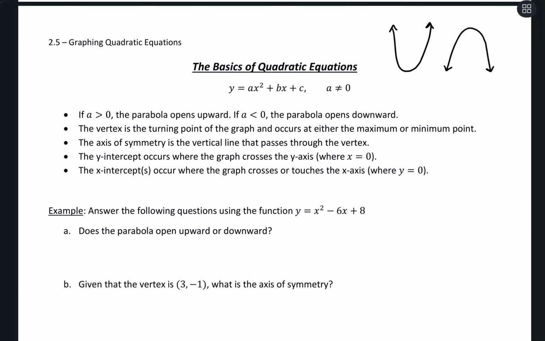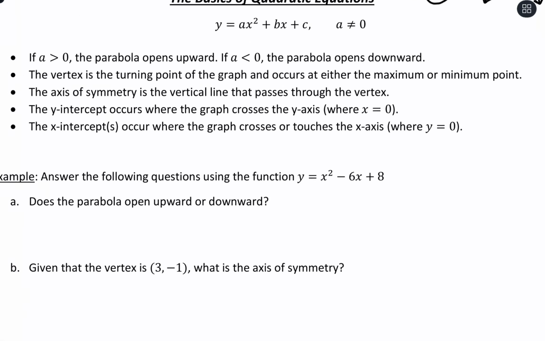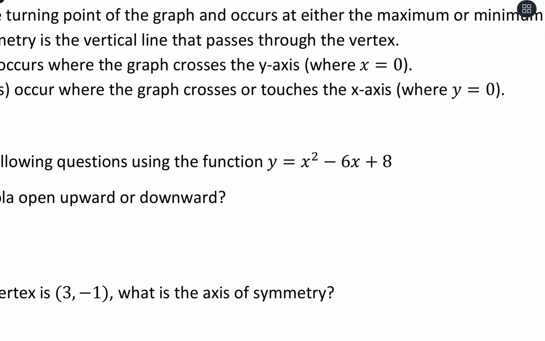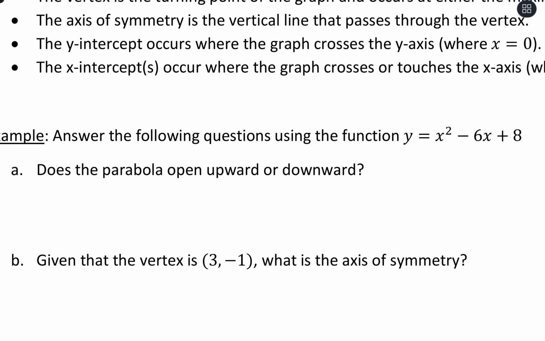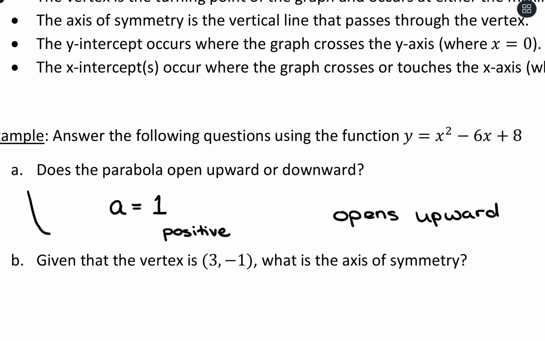So let's go ahead and talk about that with this example down here where we have x squared minus 6x plus 8. We just want to know, does the parabola open upward or downward? So with this, we have a equals just a positive 1. Because that is a positive value, that tells me that it opens upward. So with that, I get an idea of the general shape of the parabola will look something like this.